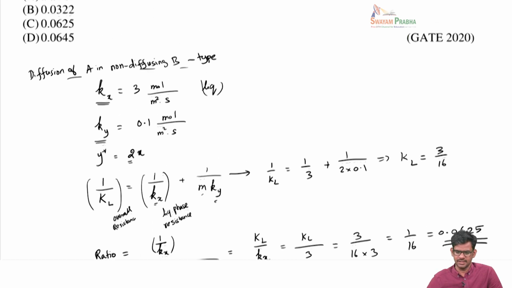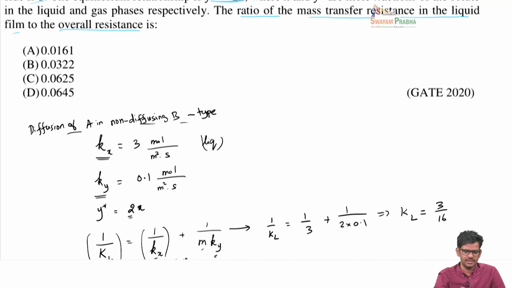Okay, and that's basically this particular answer. Is it clear? It's the simplest problem. Everything is given. It's about substituting and understanding how to define resistance. So here, this problem we have solved using overall liquid phase resistance, KL.